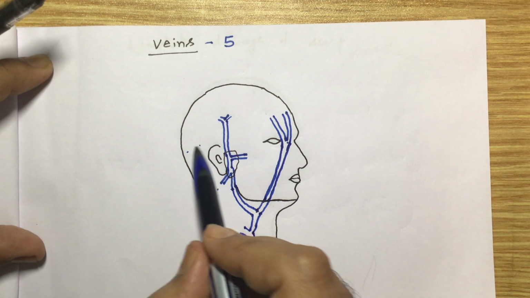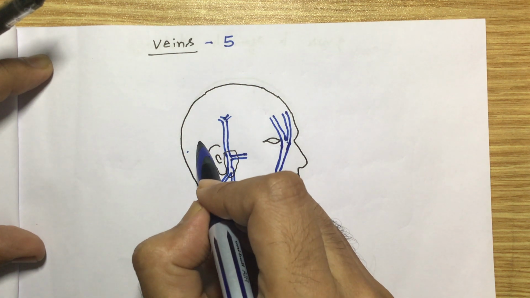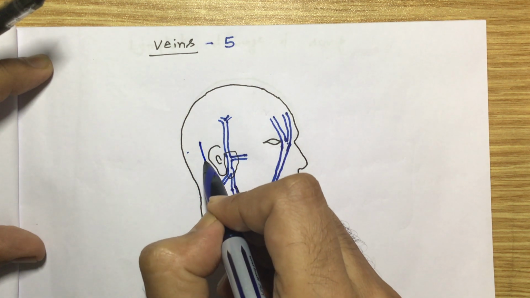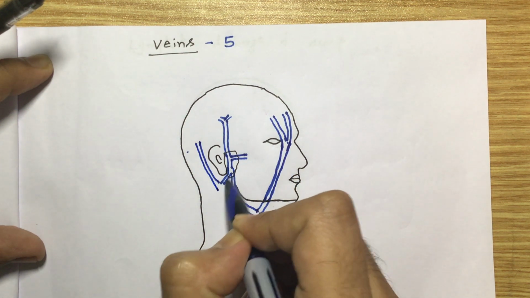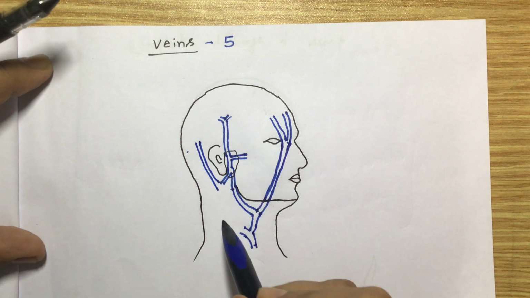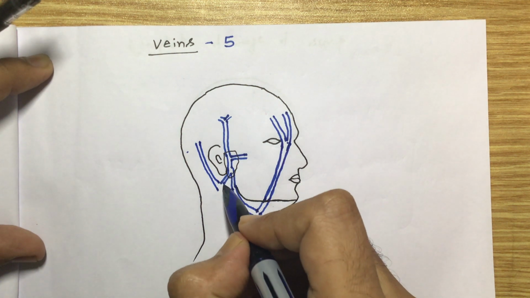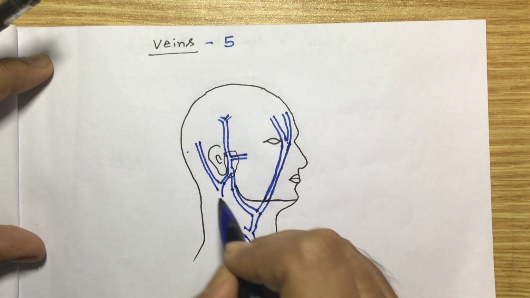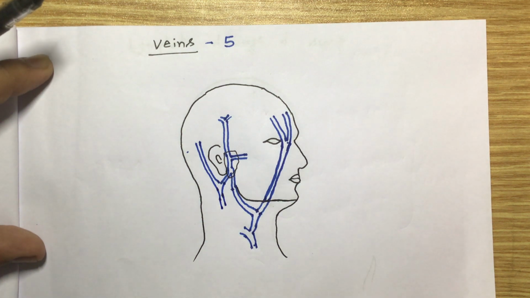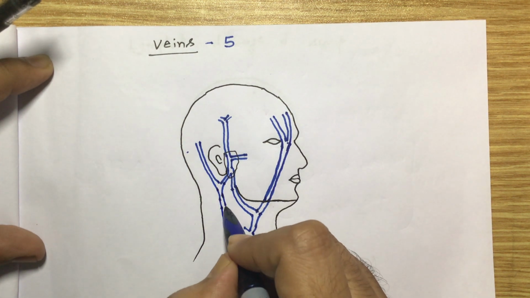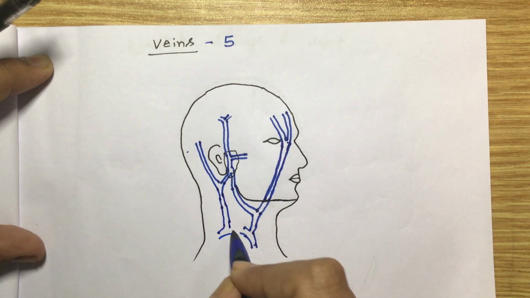Now what is the 4th vein? The 4th vein is the posterior auricular vein. It is coming downwards and it will unite with the posterior division of the retromandibular vein. Then it is known as the external jugular vein, and that external jugular vein will drain into the subclavian vein.